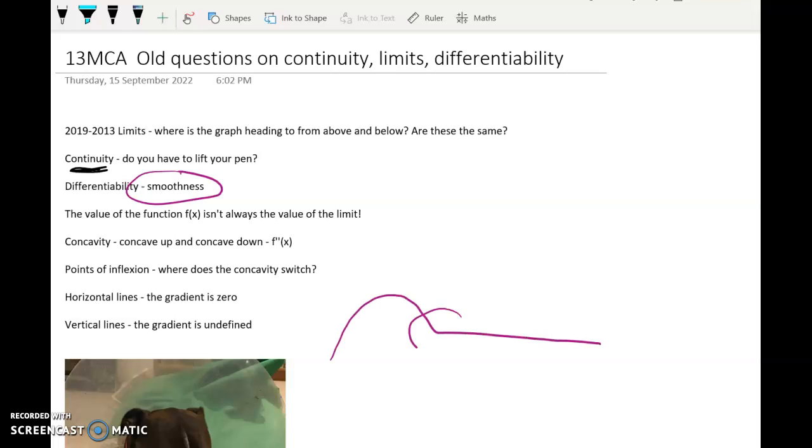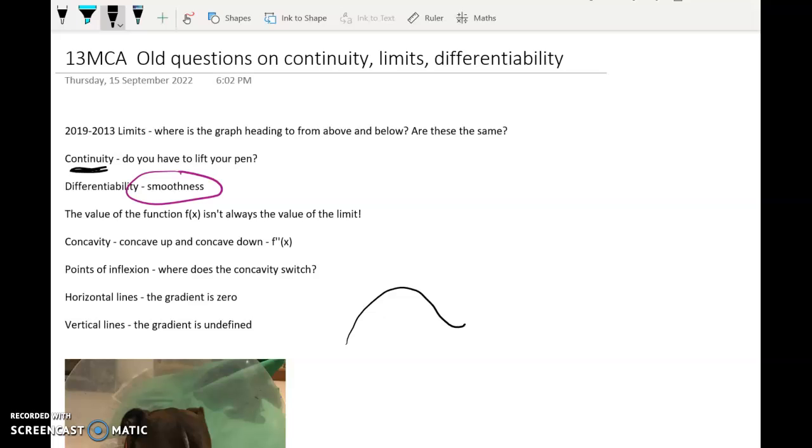Right, so you can see that at this point here, if you are going from this side, the gradient is, I don't know, 0 or slightly negative. But if you're coming at it from this side, the gradient is something else. So it's not smooth. So anywhere where there's like a pointy bit, it's not differentiable. Okay, but it is continuous.